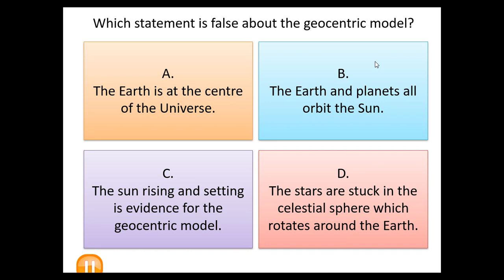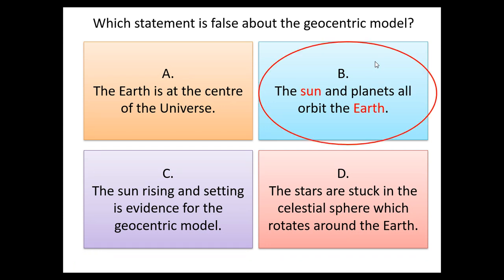Okay, so it was in fact B. It is the sun and planets that orbit the Earth in the geocentric model, not the other way around. So the Earth is at the center of the universe. The sun rising and setting is evidence for the geocentric model, and the stars are stuck in a celestial sphere which rotates around the Earth.